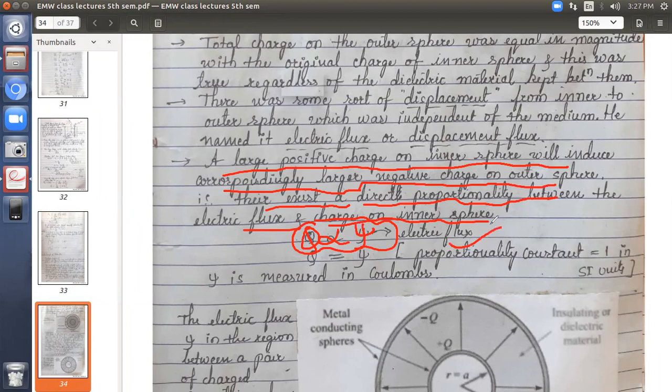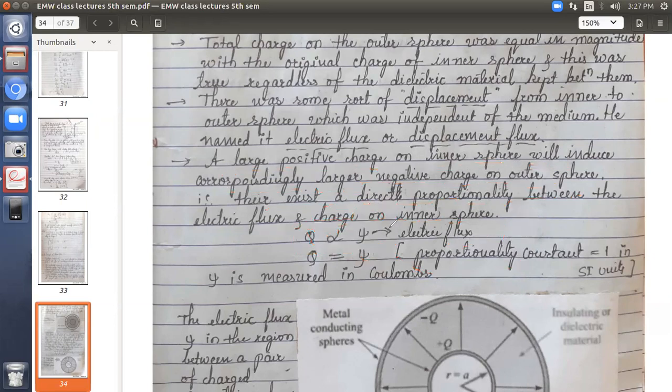In many textbooks, the notation used may be different. It is like phi, but don't get confused. In many textbooks it is used in this way. In your prescribed textbook, it is taken as the psi symbol, indicating electric flux.